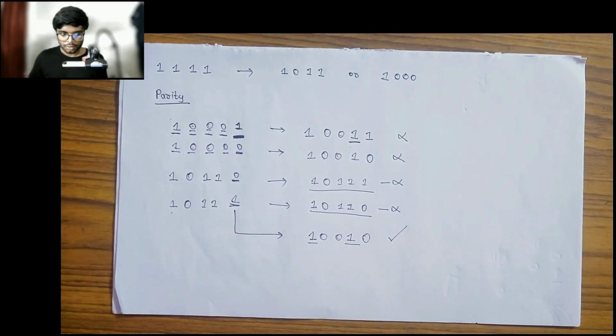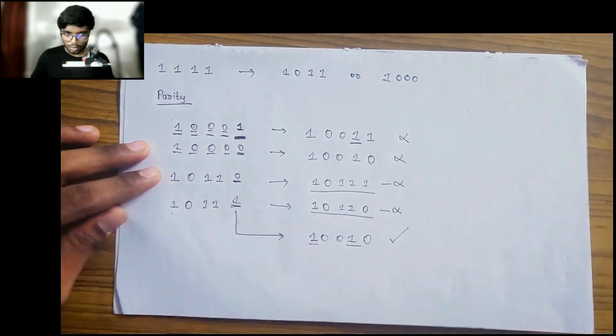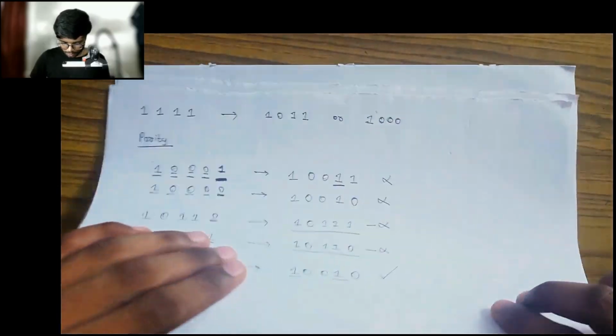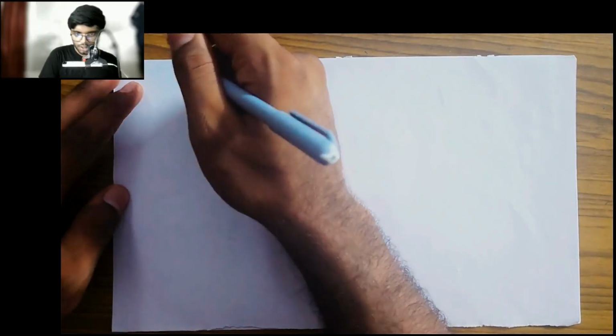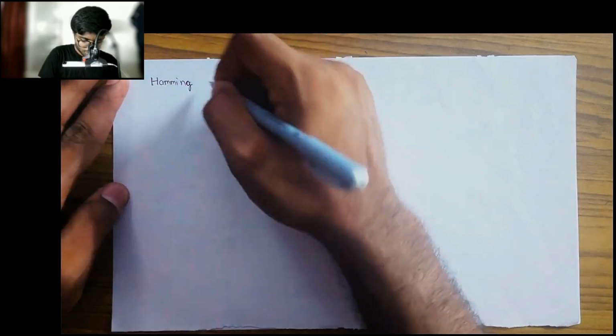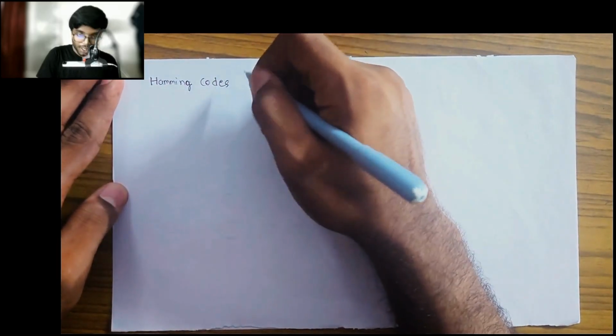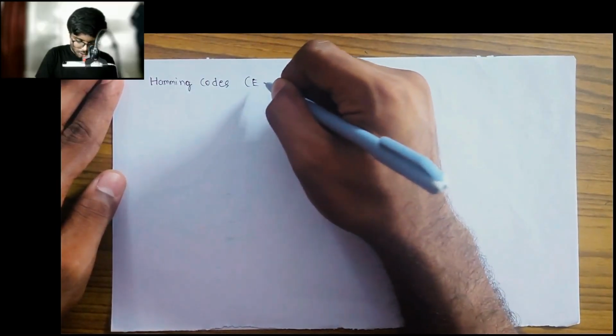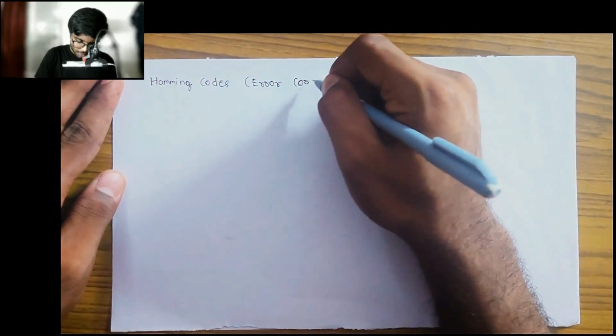This is the limitation of parity code. It can simply detect, and it can also fail sometimes. So for that, error correction codes have been introduced. Okay, now error correction codes are nothing but Hamming codes. These are also error correction codes. They cannot just detect but can also correct the code.